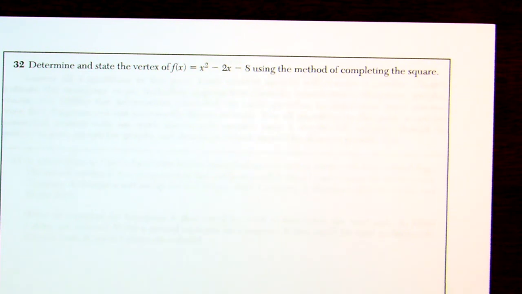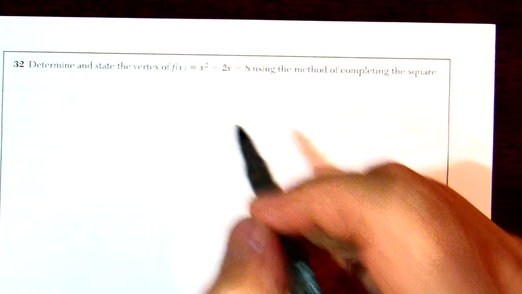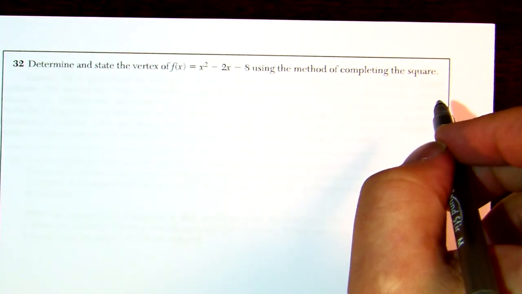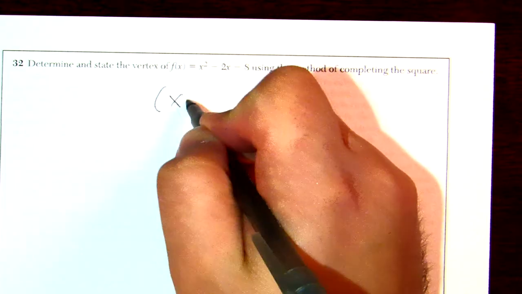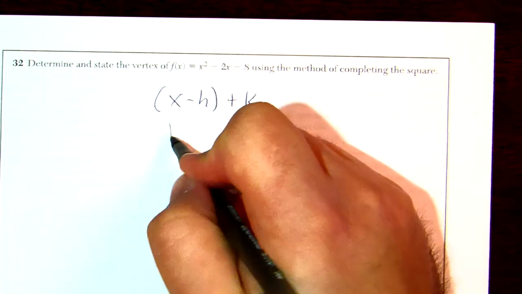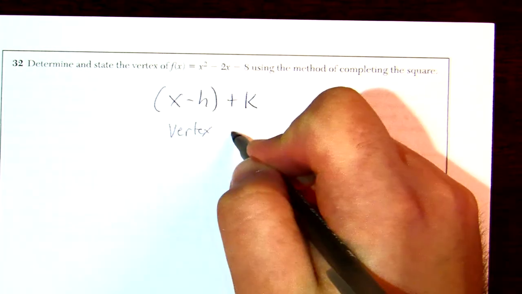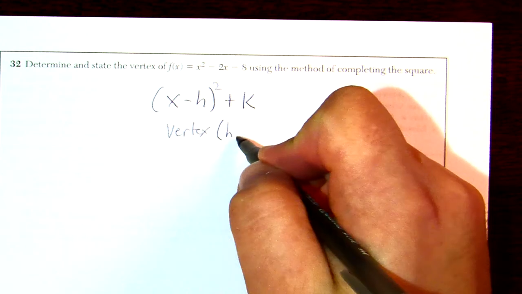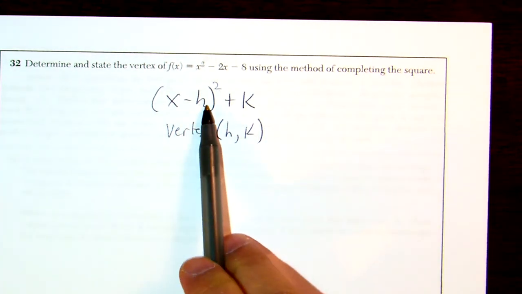Okay, 32. Last one for part 2. Says determine and state the vertex of x squared minus 2x minus 8 using the method of completing the square. So the vertex for a quadratic equation in completing the square form is (x minus h) squared plus some k. And the vertex is going to be what your h is and whatever your k is. So basically, if this was a minus 3, h would be 3.